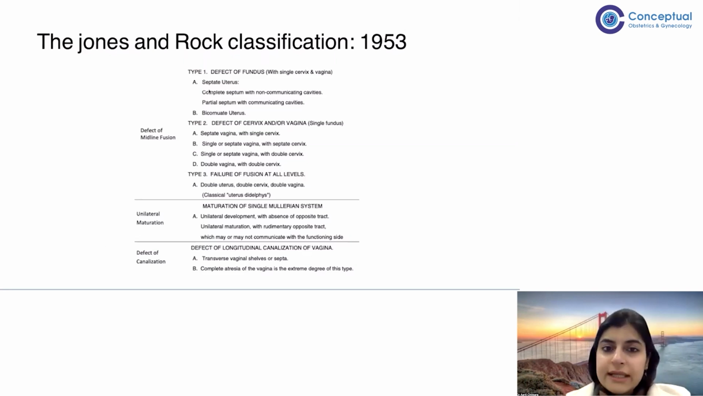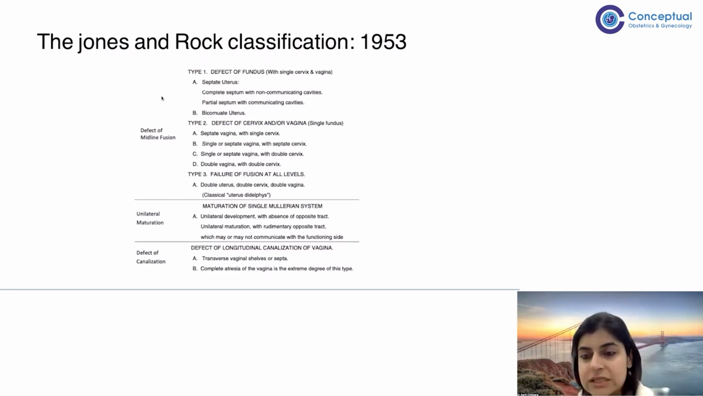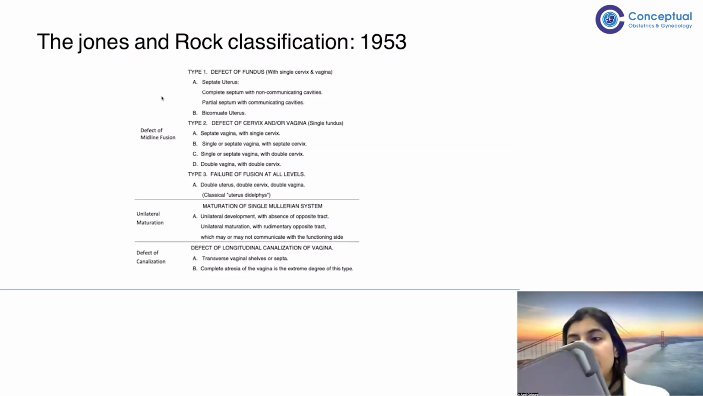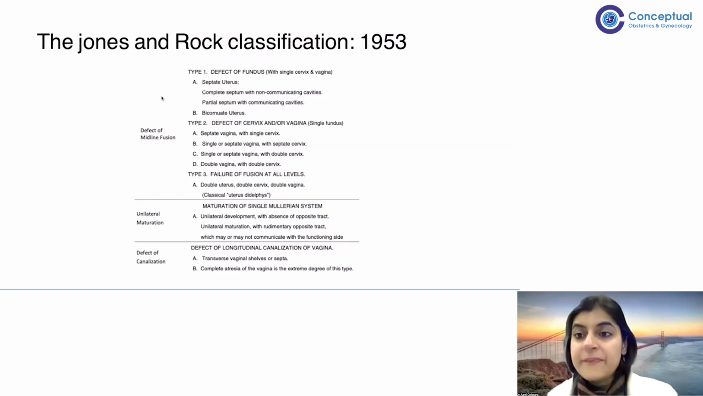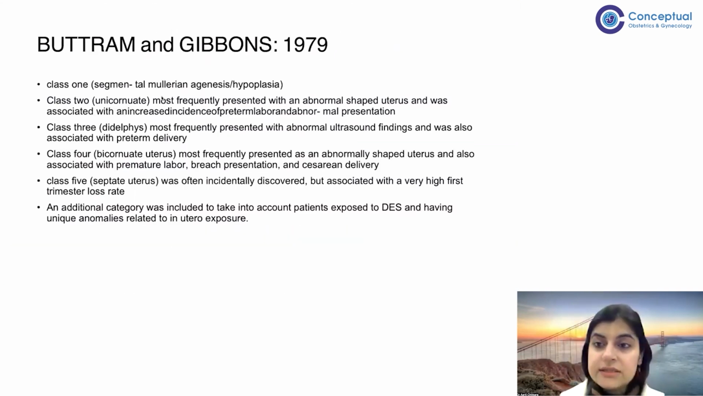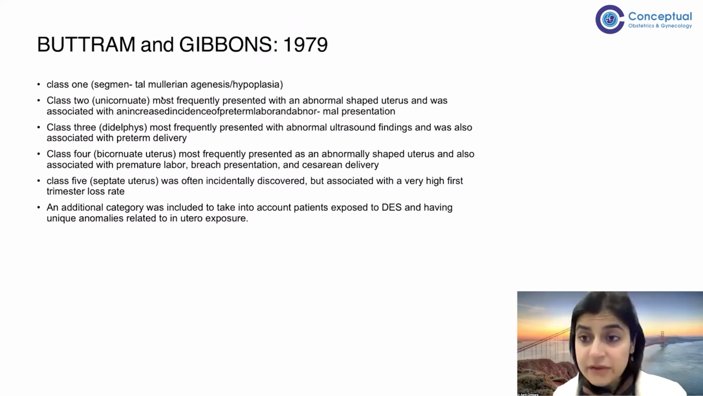But it was not entirely comprehensive, and there were many other problems found in this classification system, hence there was a need to devise more classification systems. Next, in 1979, came the Buttram and Gibbons classification system, which categorized the Mullerian anomalies into 5 classes. Class 1 talks about segmental Mullerian agenesis or hypoplasia.